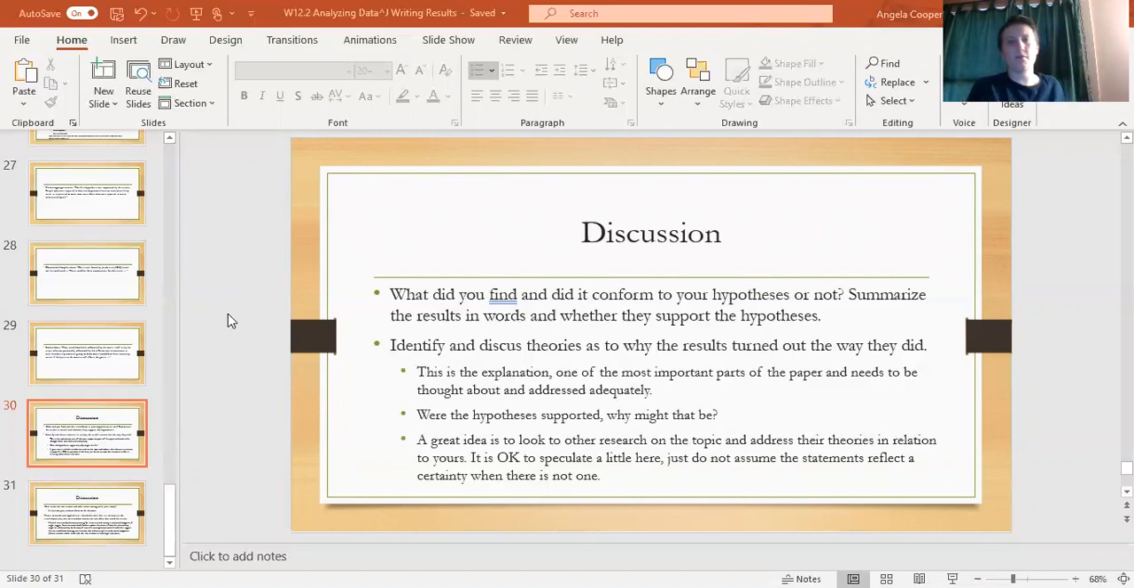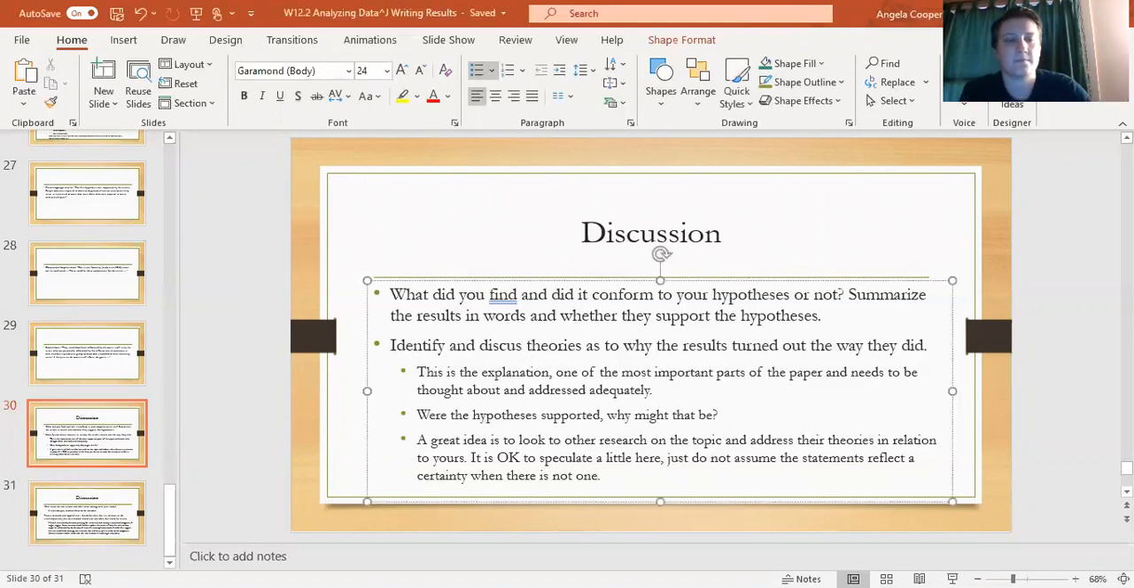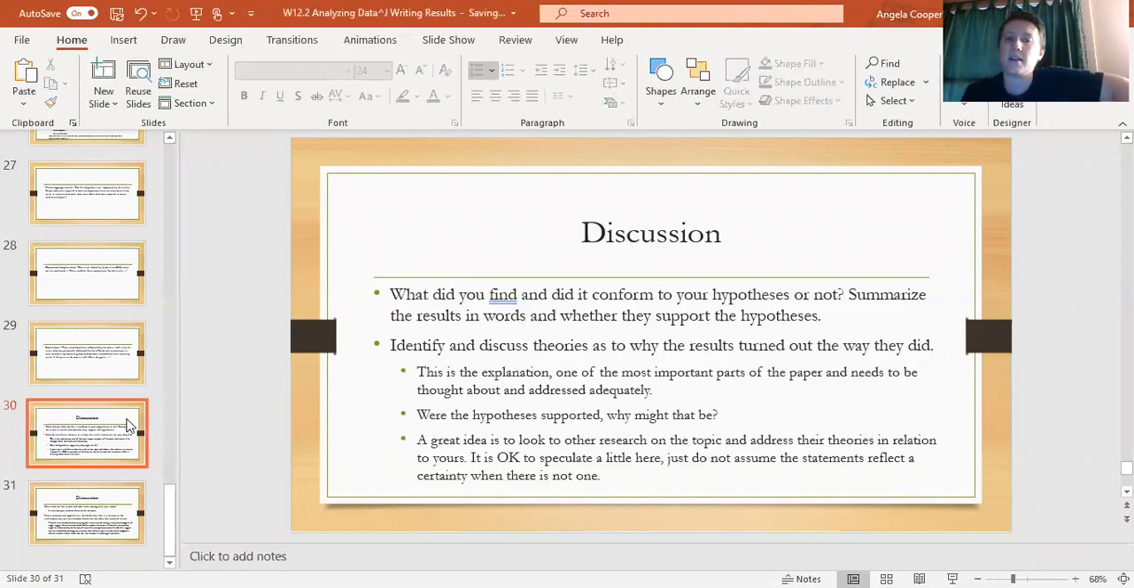So again, the discussion: what did you find? And did this go with your hypothesis or not? Identify and discuss the theories that were presented by your previous articles in your research and why the results turned out the way they did. So were the hypotheses supported in your work, or were they not? And if so, why do you think that is?